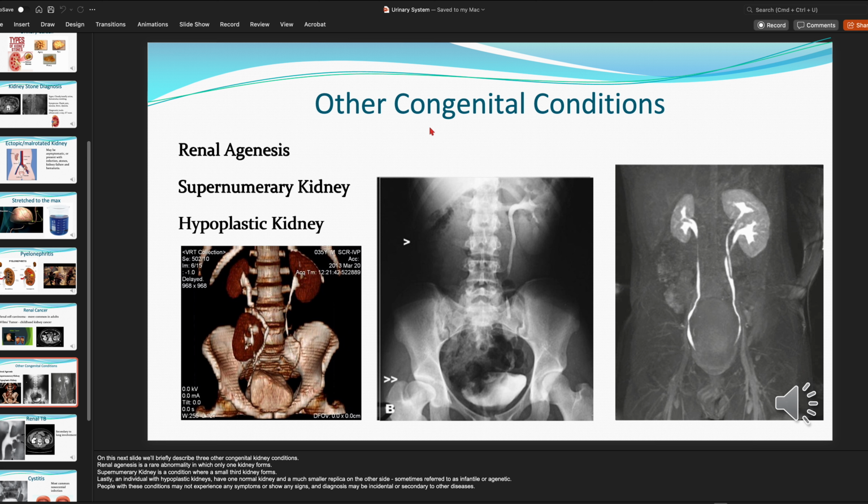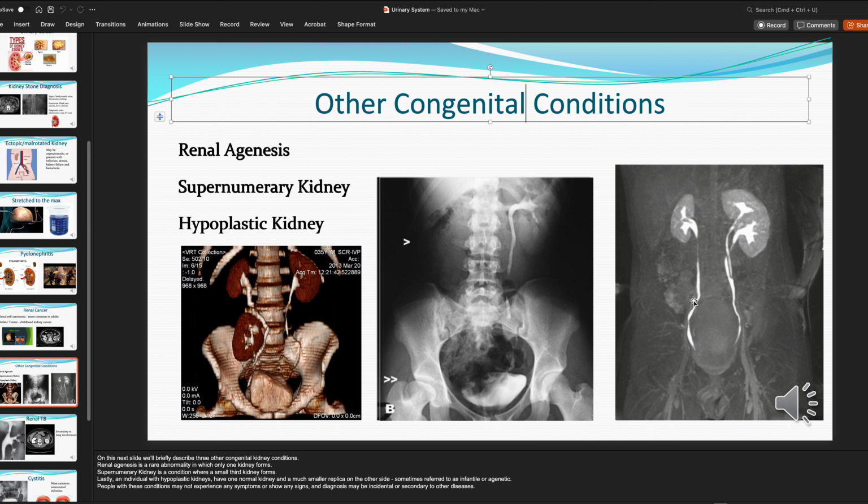Other congenital conditions, so renal agenesis, that just means there's a rare abnormality where only one kidney forms. Agenesis means a lack of growth of something. Something does not develop or something does not grow, right? Agenesis, only one kidney is formed. I actually saw a patient yesterday with 3 kidneys. Supernumerary kidney, that just means a condition where a small third kidney forms, right? So just remember that congenital just means something that you're born with.